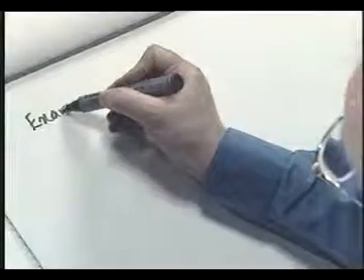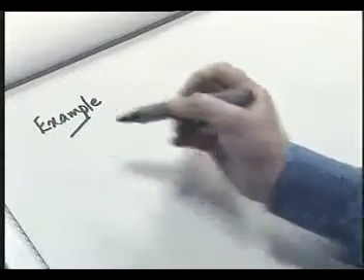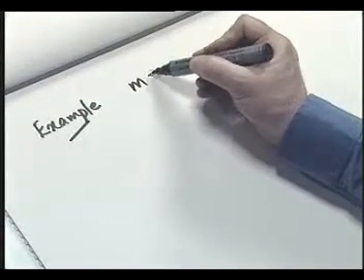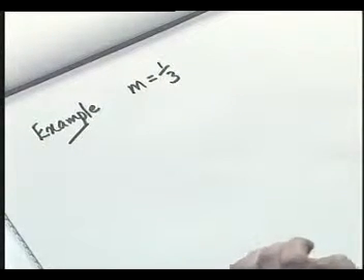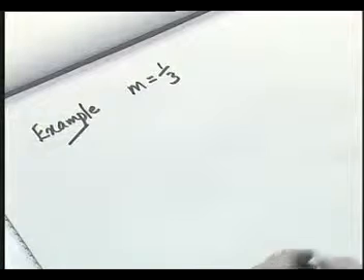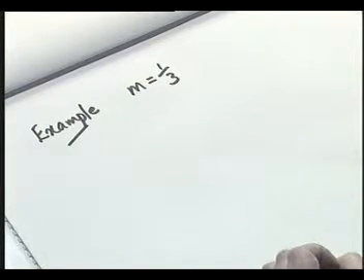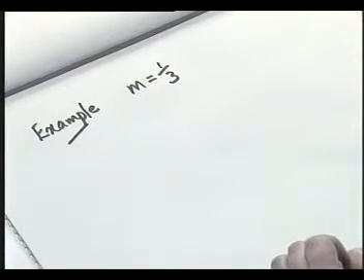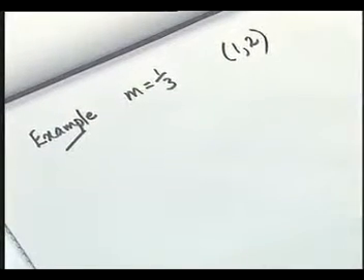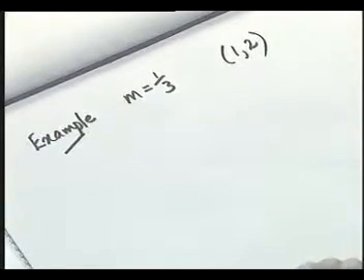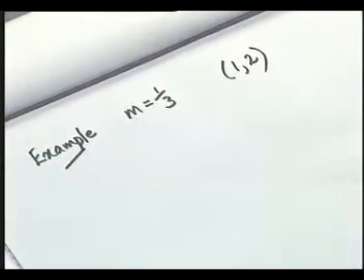Okay, let's have a look at another example. Suppose now we're interested in trying to find the equation of a line which has a gradient of a third, and this time, instead of being given the vertical intercept, we're going to be given some information about a point through which the line passes. So suppose that we know that the line passes through the point with coordinates (1, 2). Let's see if we can figure out what the equation of the line is.